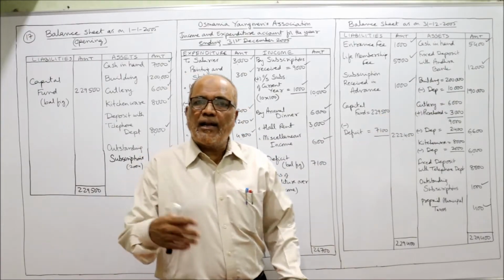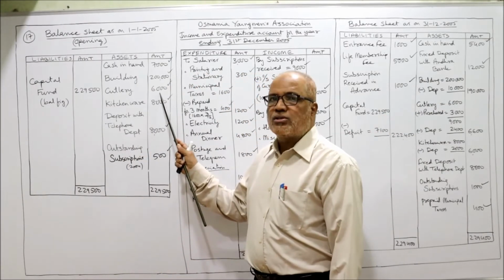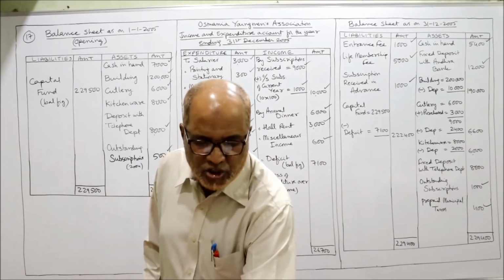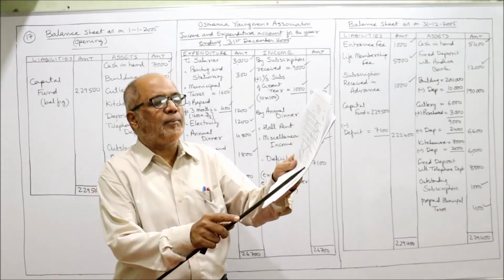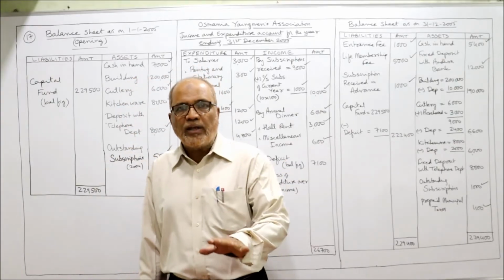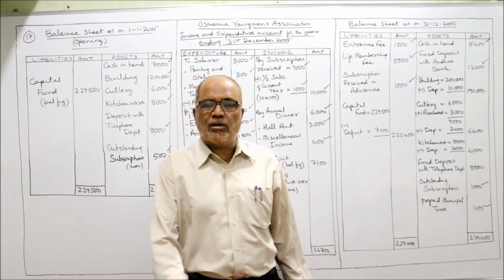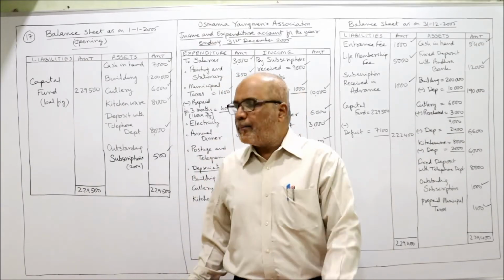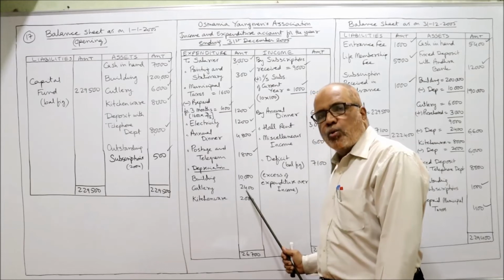Cutlery. Cutlery beginning of the year was 6,000. And during the year, some cutlery was purchased. Payment side, you can see cutlery purchases 3,000. During the year, cutlery purchased 3,000. So add up 3,000, 6,000 plus 3,000, 9,000. Cutlery depreciation, how much we have provided?